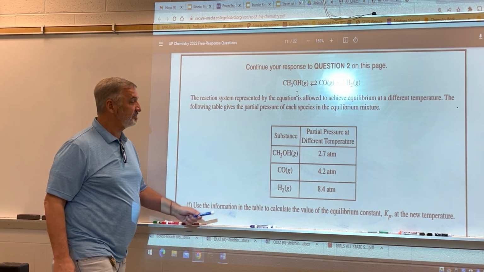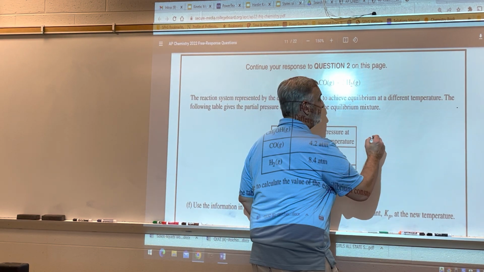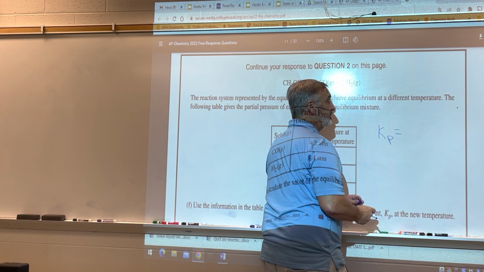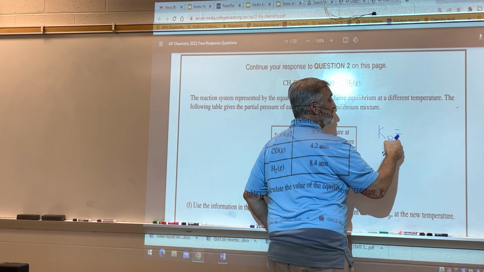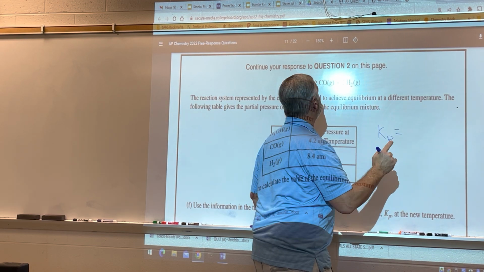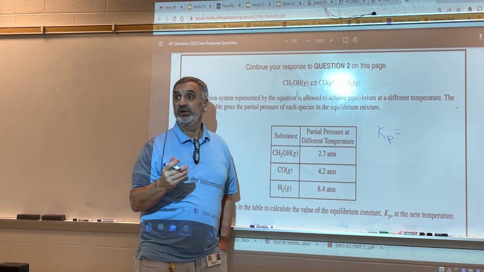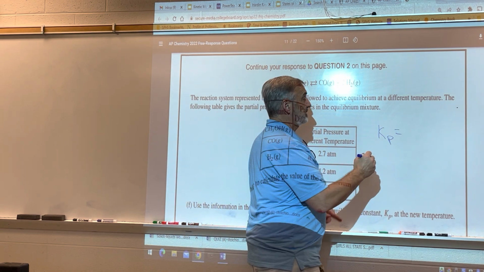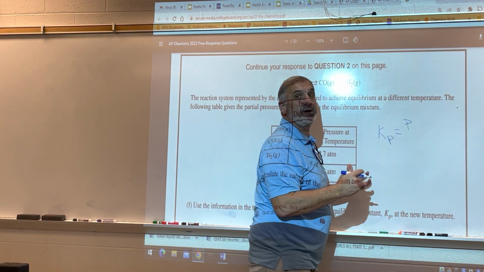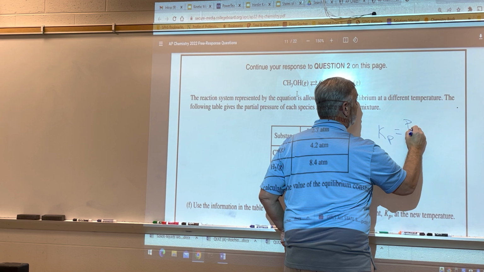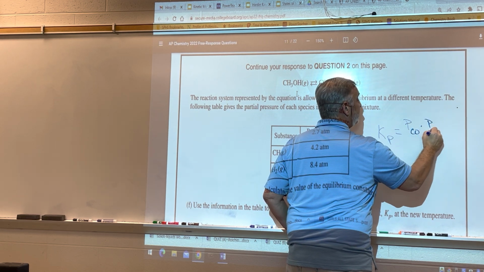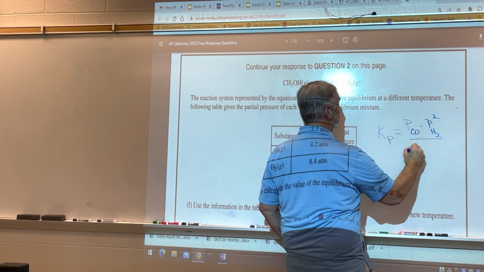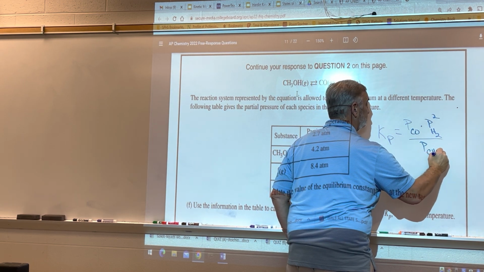That's right, but it's not going to be just 8.4, because what's my Kp expression going to be? Coefficients becoming exponents. Okay, so Sage, tell me what I'm going to write. I just want the expression. It's P, the pressure of CO, times the pressure of H2, squared, divided by the pressure of the methanol.